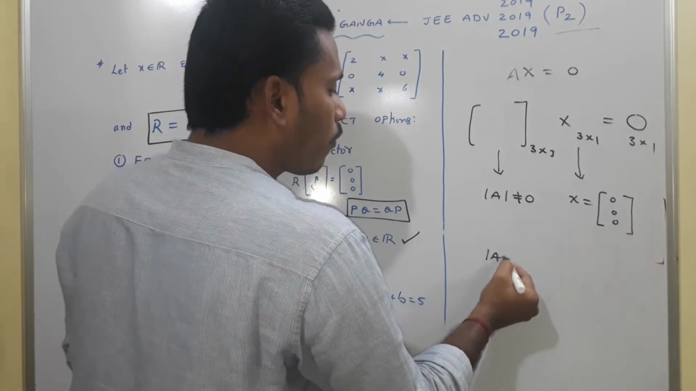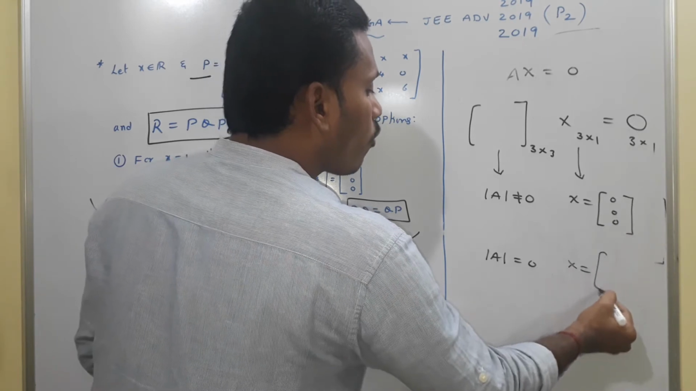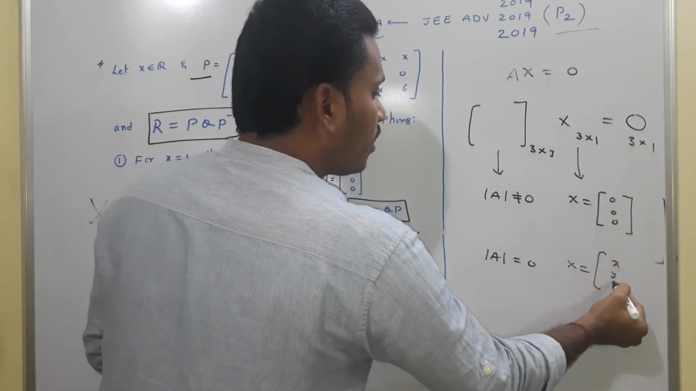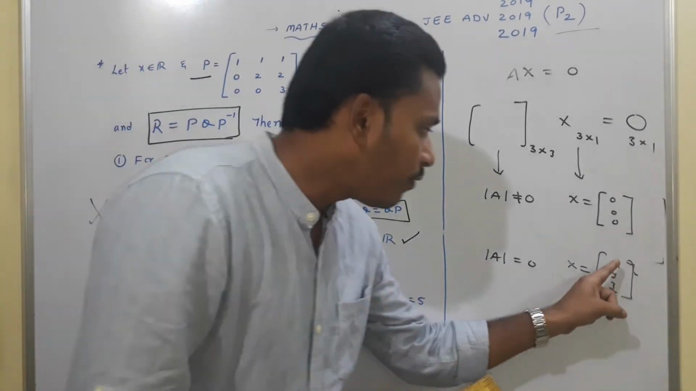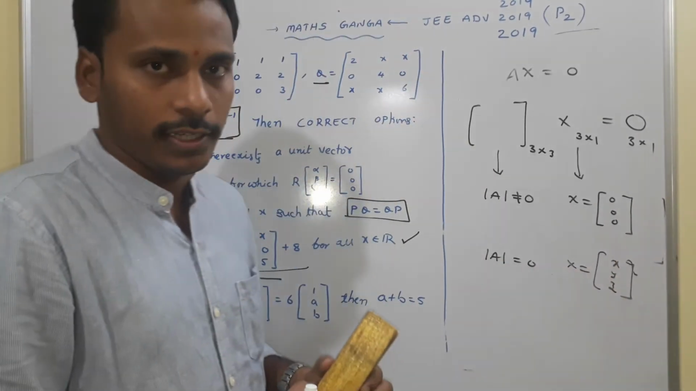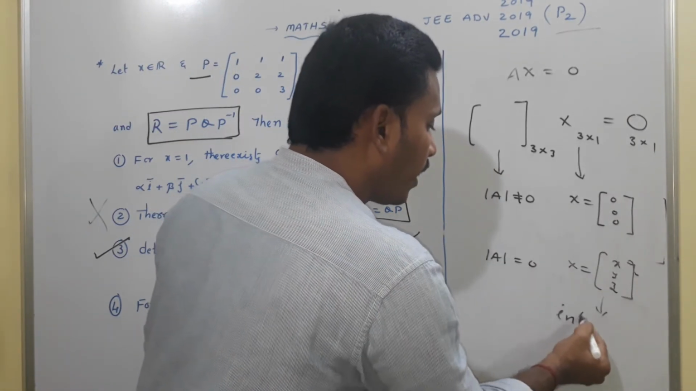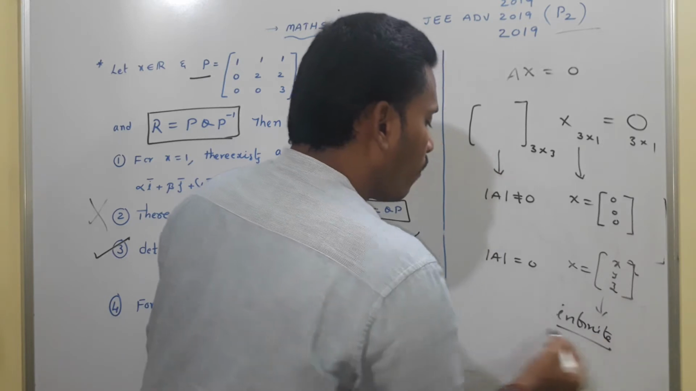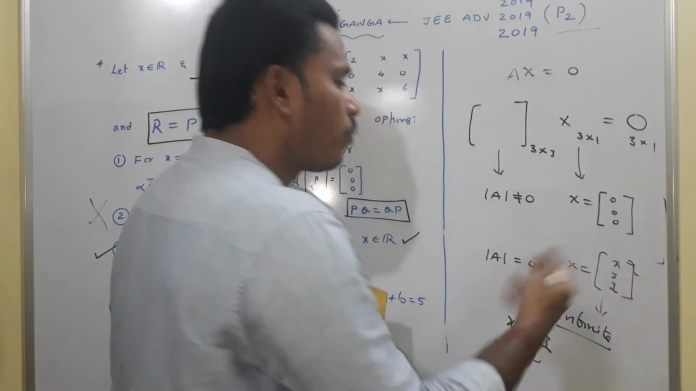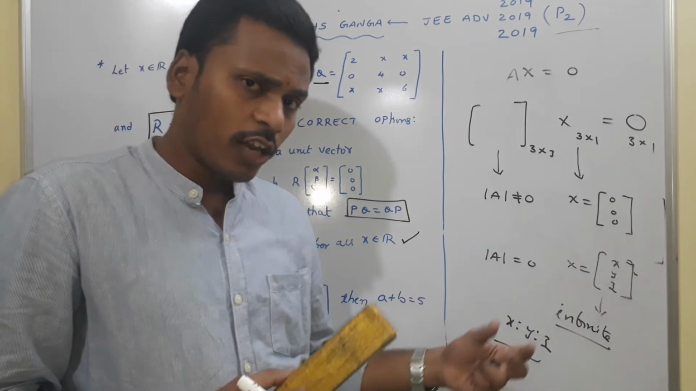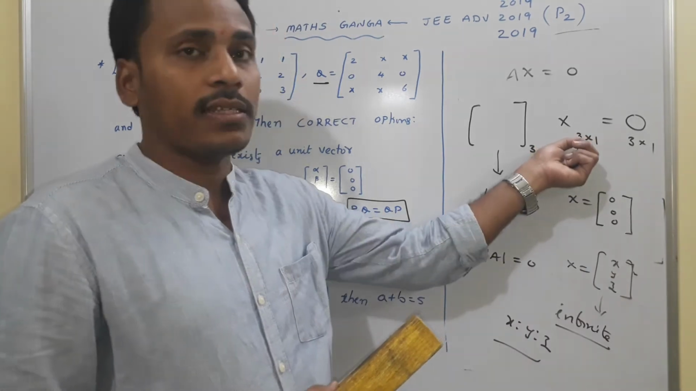And if the determinant of A is equal to 0, then the solution of this matrix X is some x, y, z, and we will have a relation between x, y and z. In this case, we will get infinite solutions. We have a ratio between x, y and z, and with this ratio we can assume different values, giving infinite solutions for this matrix X.